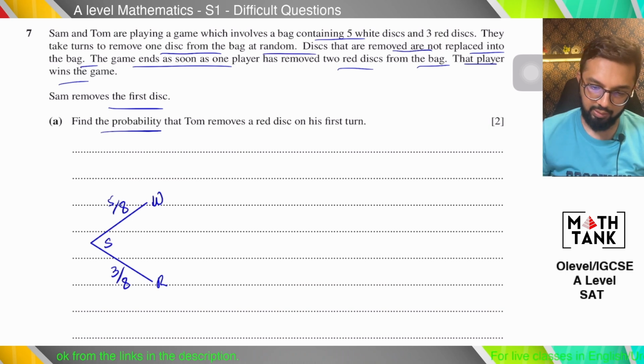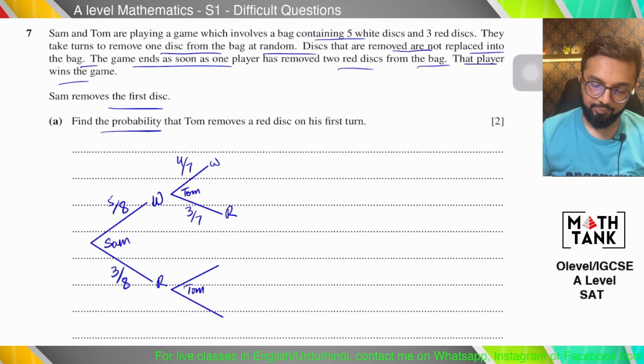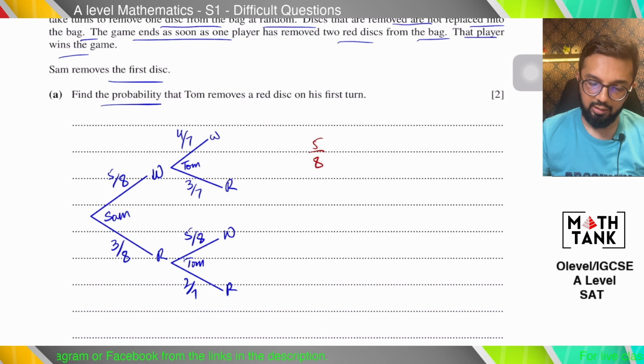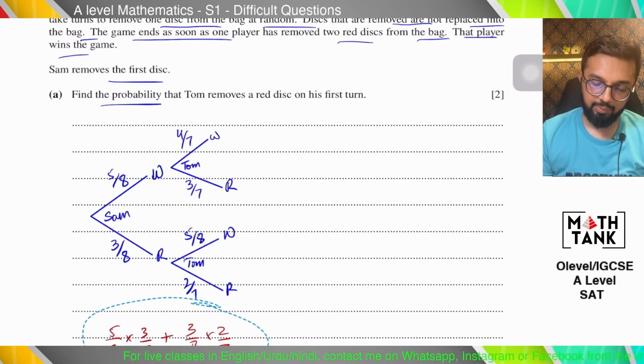So the game ends as soon as one player has removed 2 red discs, and the player wins the game. Then this is Tom's turn. So white and red, Tom, Sam. So that's 4 out of 7 and 3 out of 7. Tom, 2 out of 7 and 5 out of 7. So Tom selecting a red disc is basically 5 over 8 into 3 over 7 plus 3 over 8 into 2 over 7.